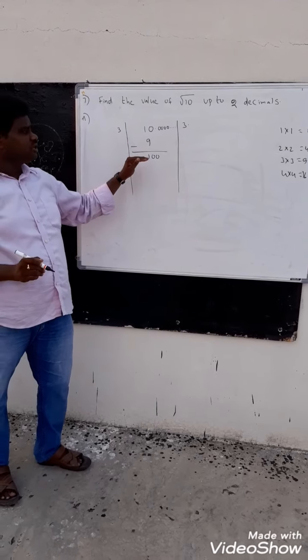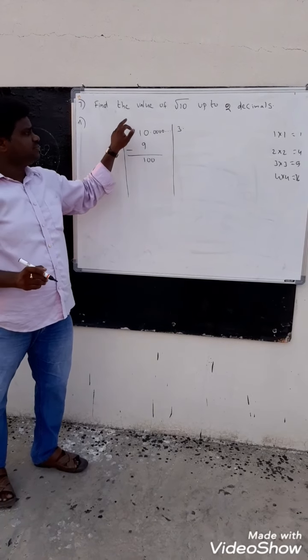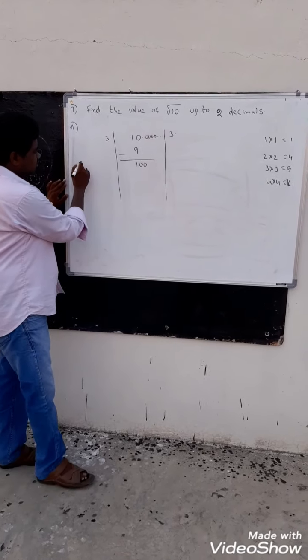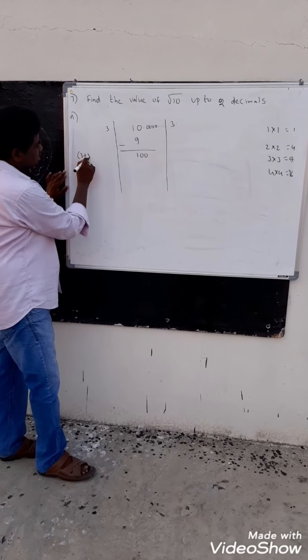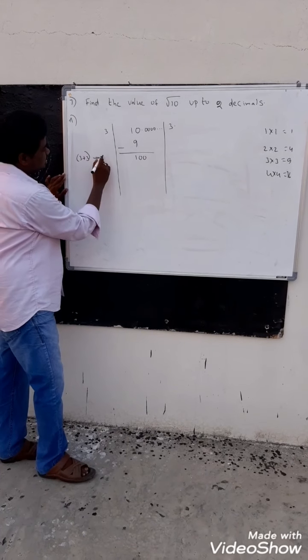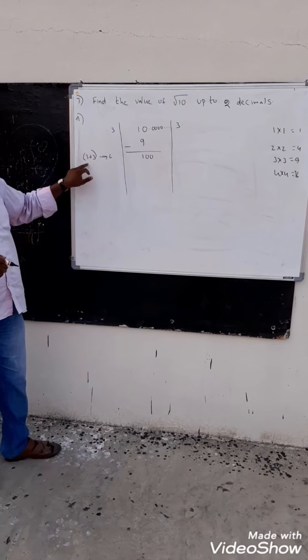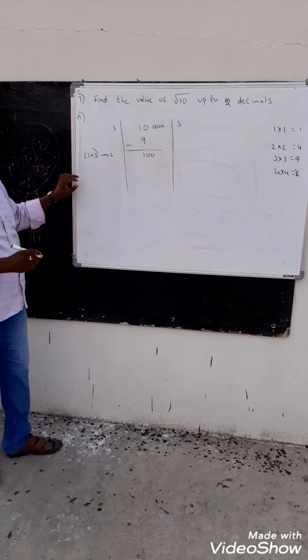So next, how do you get the divisor? Already I told you, 3 plus 3. That is, if you want to write, 3 plus 3. That is, the divisor will be 6. This is the divisor. How do you get the divisor? 3 plus 3 equal to 6.